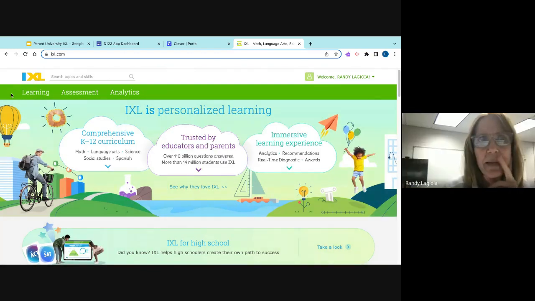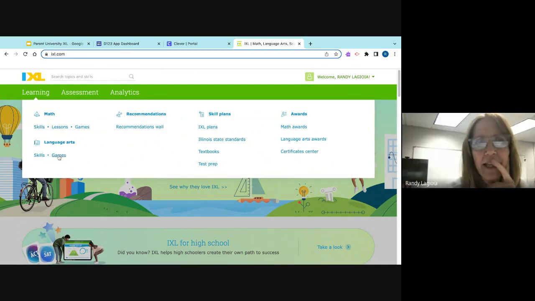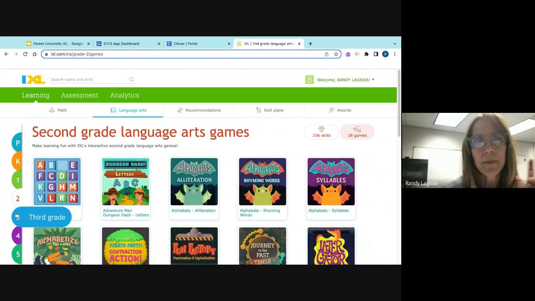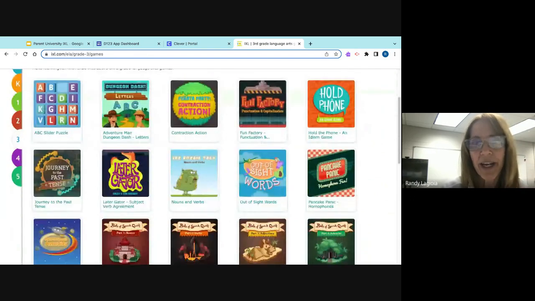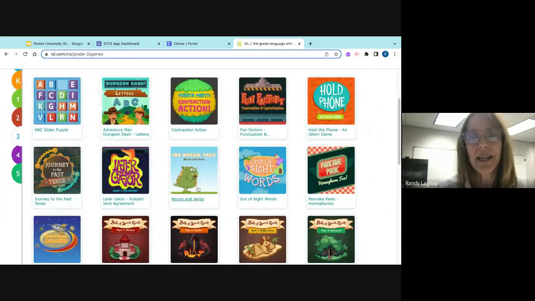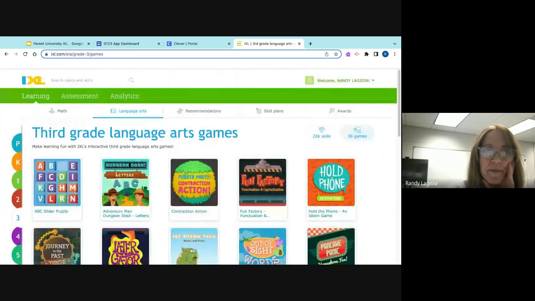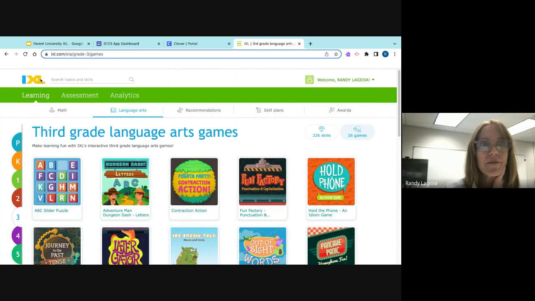Right. So to get to the games, you'll go to the Learning tab. And then for both ELA and math, choose games. So the games are available pre-K to 5. So while they're games, they are working on skills. So you're working on contractions or nouns and verbs. And so there's little games. The games are not part of a skill plan, but you are working on ELA skills and math skills when you're playing these games. So that's accessed under learning.